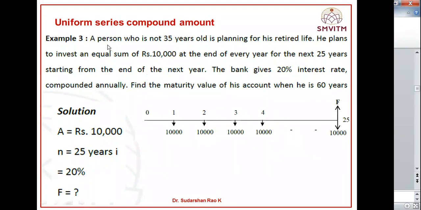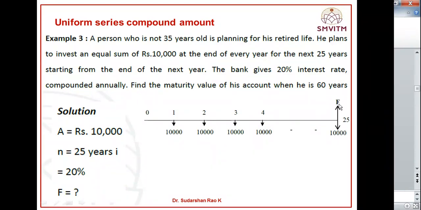For example, a person who is 35 years old is planning for his retired life. He plans to invest an equal sum of rupees 10,000 at the end of every year for the next 25 years. The bank gives a 20% interest rate, compounded annually. Find the maturity value of this account when he is 60 years old. From the 35th year he deposits for 25 years, that is up to 60 years. At the end of that period, how much will he get, that is the future value.